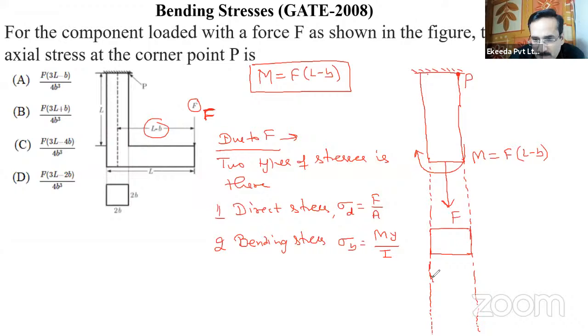So one is the direct stress, and direct stress is uniform. This is direct stress, and this is uniform. This is sigma d, which is equal to force upon area. And another is the bending stress, like this. This will be tensile on one end and compressive on the other end, right? I'm showing tensile downward.